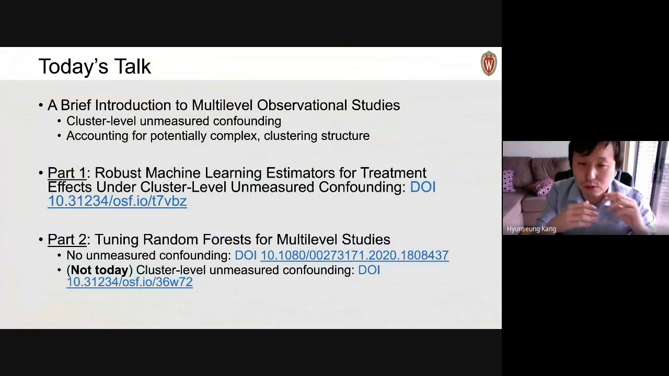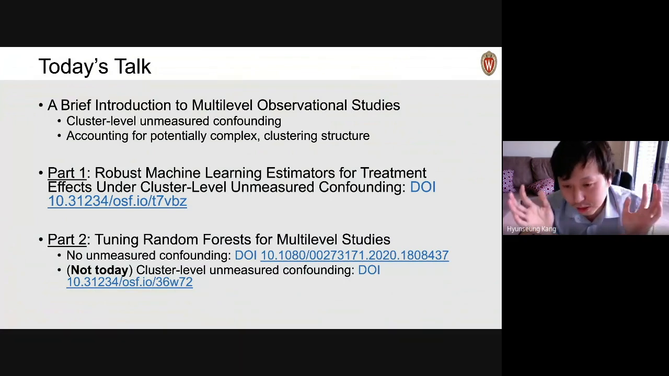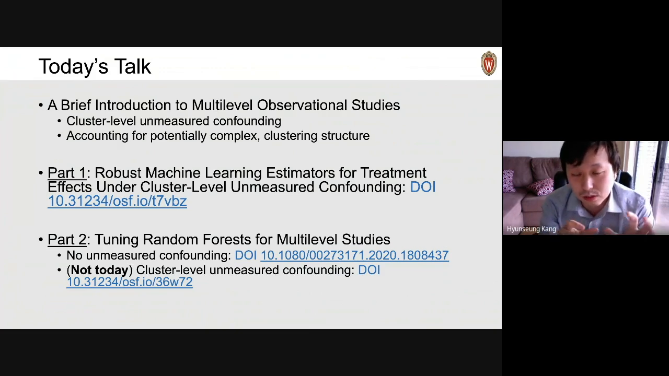I'll just give you a brief introduction to multi-level observational studies, which is a type of non-i.i.d. data setting, and two problems that arise because it's not i.i.d. One is cluster level unmeasured confounding, and I'll talk about exactly what that means. And the second is to deal with complex clustering structures that may happen in multi-level observational studies. There's a couple works that I've done in this area. I don't know if I'll have time to go over all three. I was just going through this last night, and I think I only might have time to go through two.